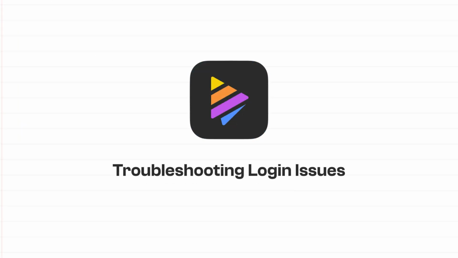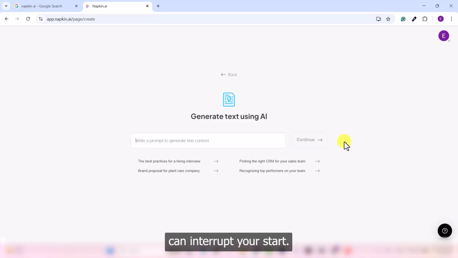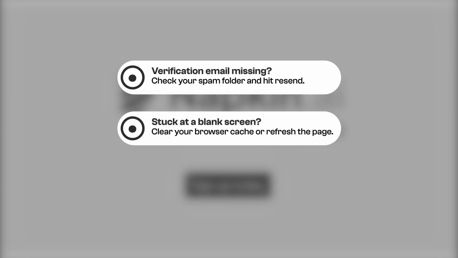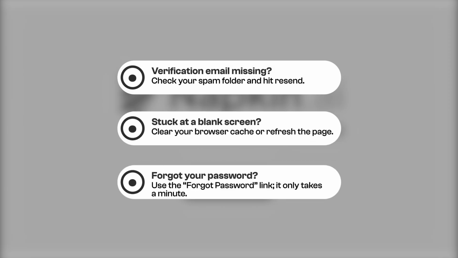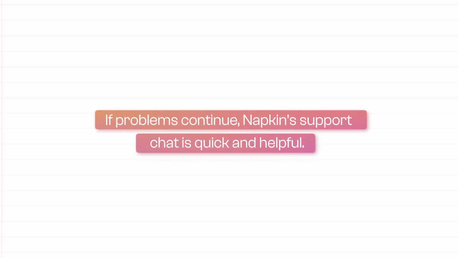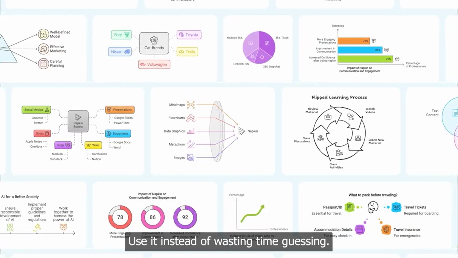Troubleshooting login issues. Sometimes small issues can interrupt your start. Here's how to handle them. Verification email missing. Check your spam folder and hit resend. Stuck at a blank screen? Clear your browser cache or refresh the page. Forgot your password? Use the forgot password link, it only takes a minute. If problems continue, Napkin's support chat is quick and helpful. Use it instead of wasting time guessing.